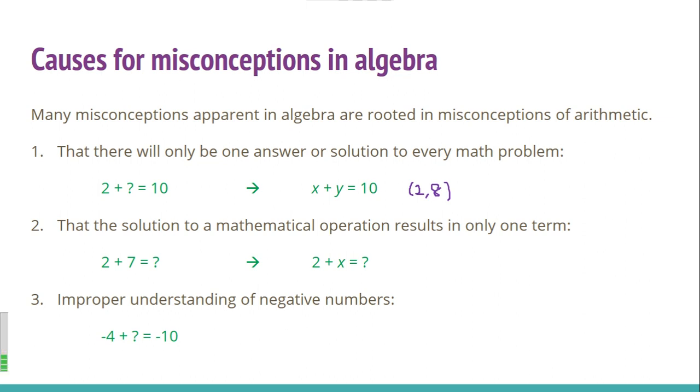The third possible cause is poor conceptualization of negative numbers. In this example, would the unknown be a number that is greater than or less than 4? Students have previously understood that addition results in a larger number. Hence, they might struggle in evaluating the value of the question mark here.